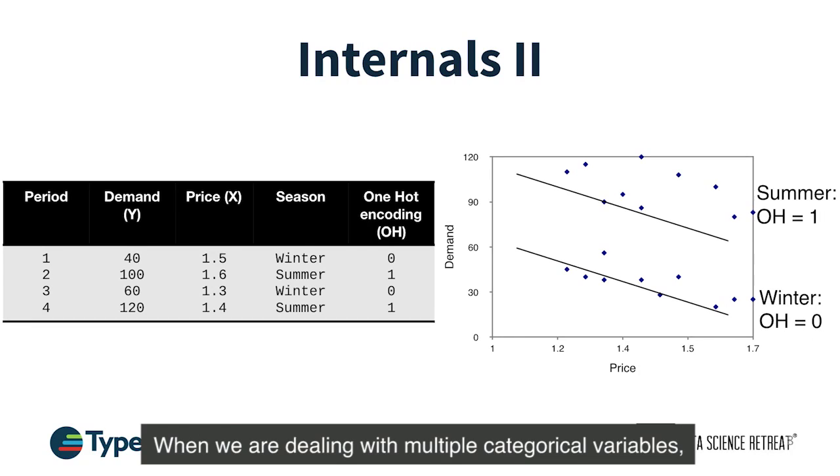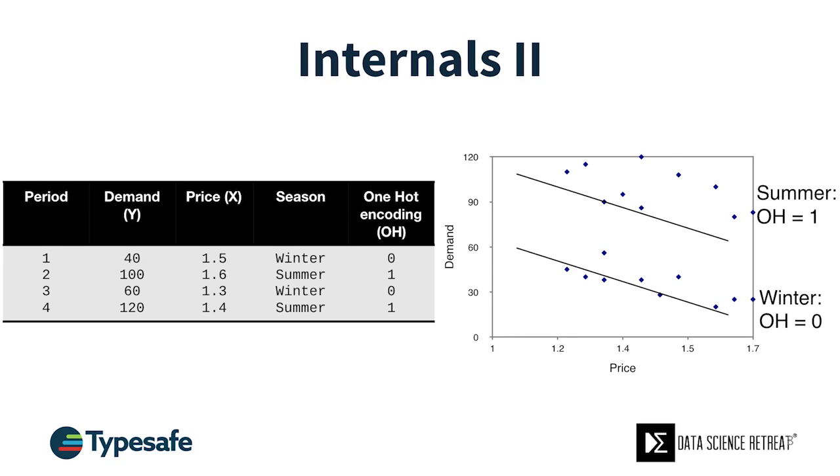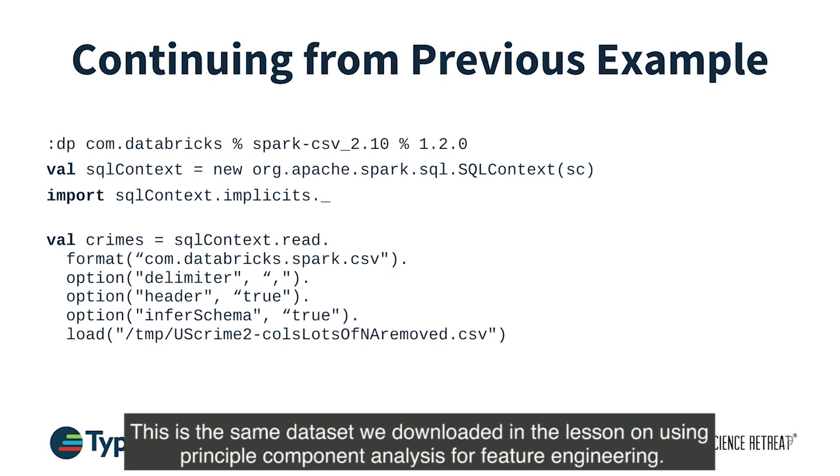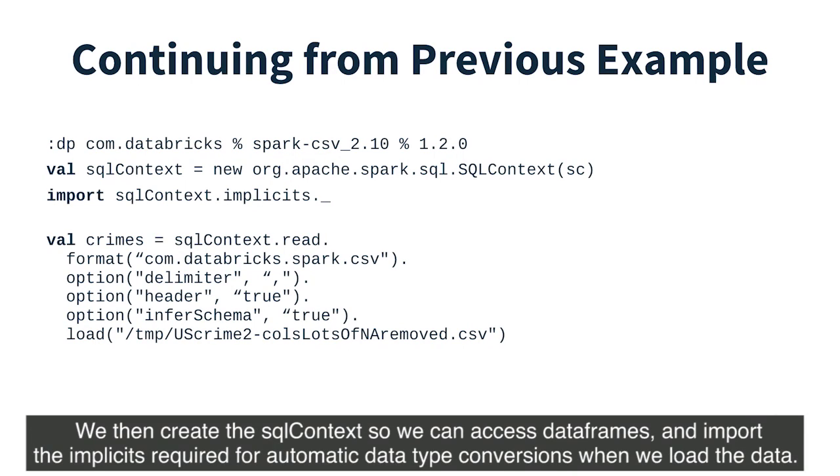When we are dealing with multiple categorical variables, what Spark is doing is to fit multiple models, one for each condition. This is the same dataset we downloaded in the lesson on using principal components analysis for feature engineering. First, we use the :dp to add the dependency for the Spark CSV library so we can use it. We then create the SQL context so we can access data frames and import the implicits required for automatic data type conversions when we load the data.